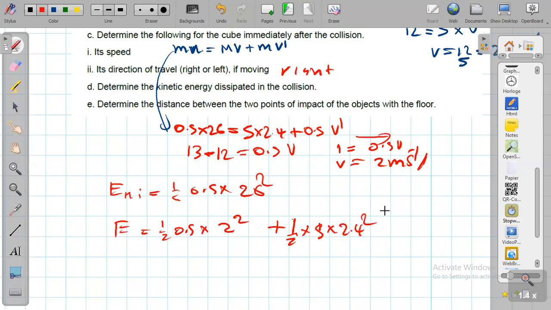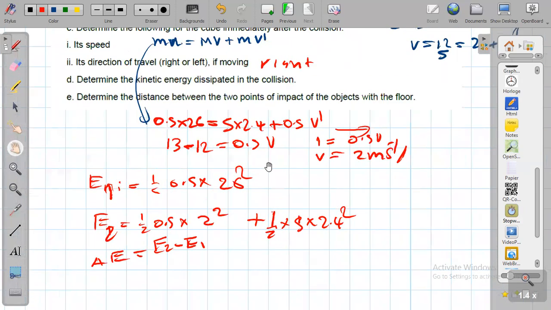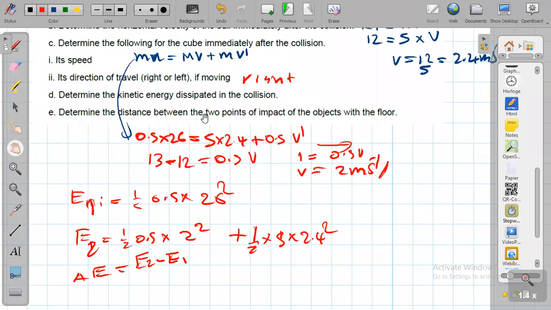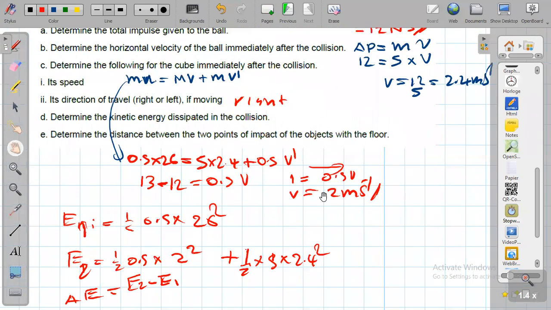So find these two values separately and subtract, like E2 minus E1. So delta E is the energy dissipated. E2 minus E1 is a long process. That's why I'm not doing it, because it's mathematical and may take longer. I told you the way to do it in physics. Next: determine the distance between the 2 points of impact of the block.